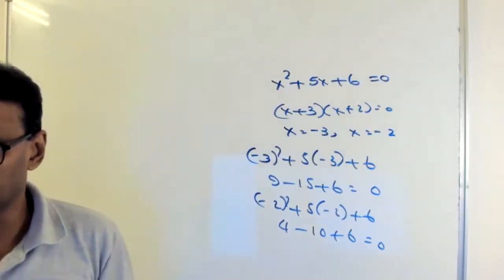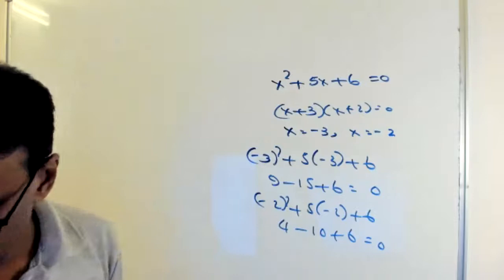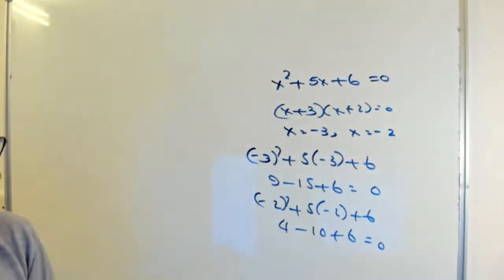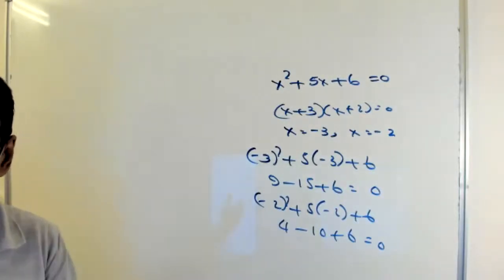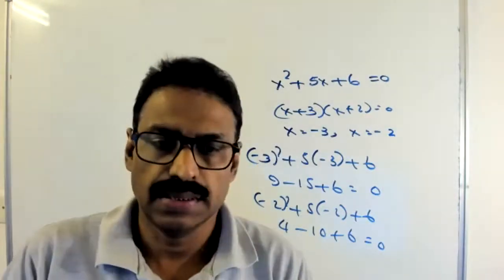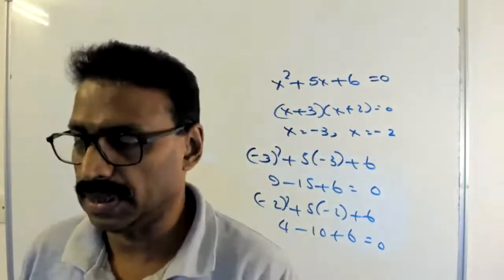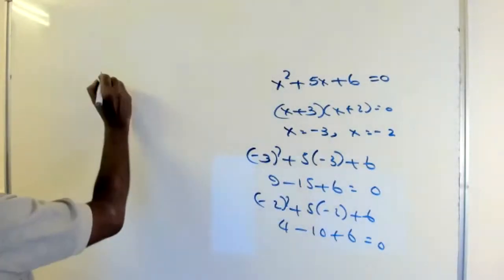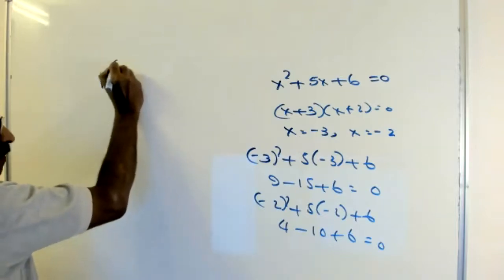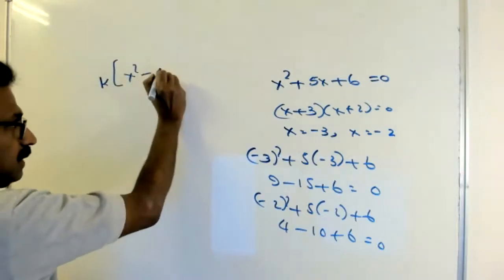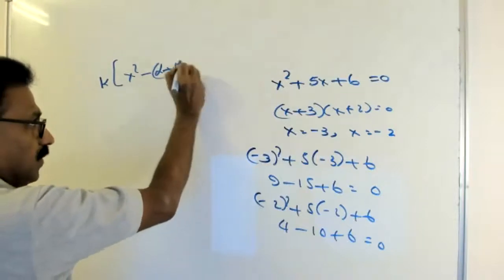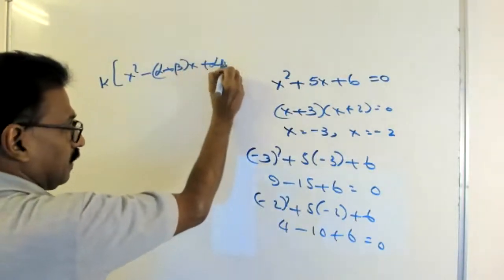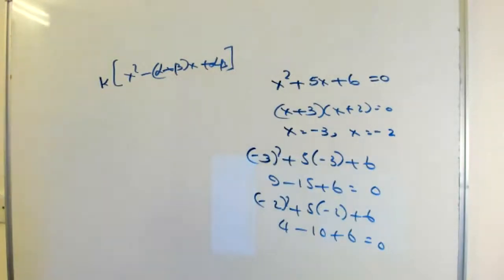Now, the next section is the formation of a quadratic polynomial. Look here. There is a standard form; you just apply that only. So here, k into x square minus alpha plus beta into x plus alpha beta. This is the formation of the quadratic polynomial.